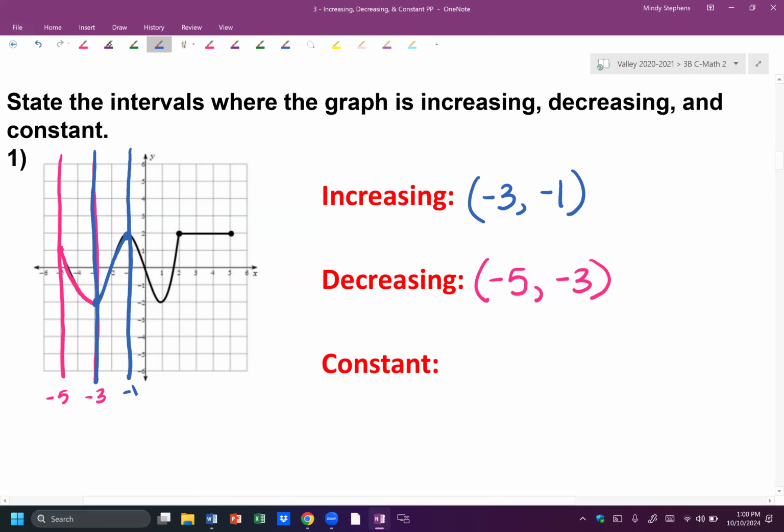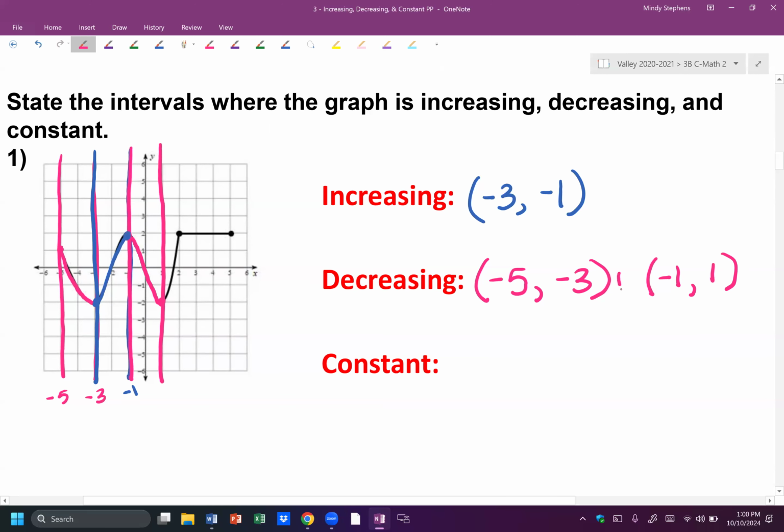Okay, the next spot is decreasing again. So starting at that spot, going down, right there, it's decreasing. So here, this line at -1, and it decreases until you get to here. So it decreases from -1 to +1.